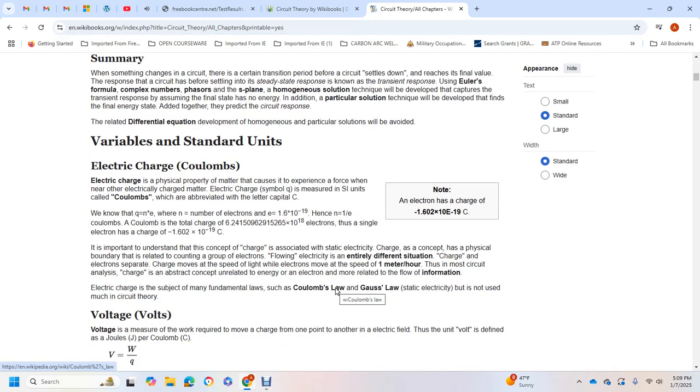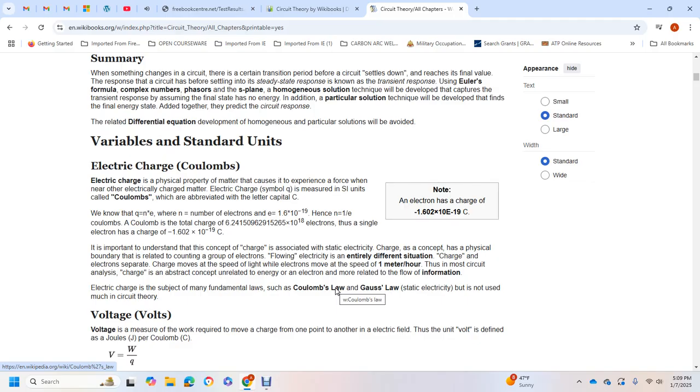Variables and standard units. Electrical charge, in coulombs. Electrical charge is a physical property of matter caused by the experience of force near other electrically charged matter. The electric charge, sometimes written as Q, is measured in a standard unit called coulombs, abbreviated with capital C. The electric charge is the number of electrons times e, 1.6 times 10 to the minus 19.